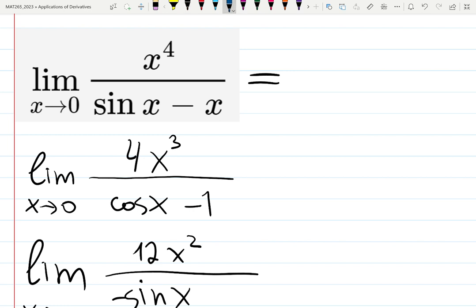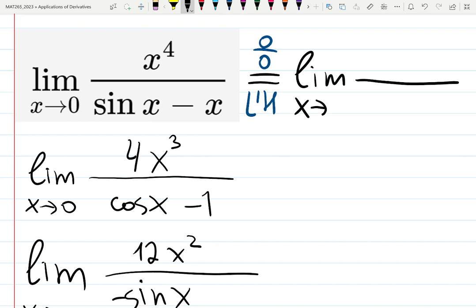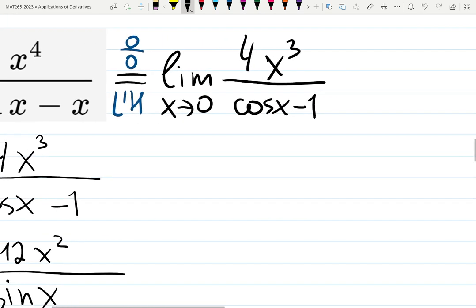Let's check if we can apply L'Hopital's rule. At 0, we have 0 over 0. Nice. Let's do L'Hopital's rule and see if it makes it better or not. In this chapter, usually it does. X goes to 0. x to the 4 is 4x cubed. Sine becomes cosine, minus 1. I don't know. That does not look better to me.